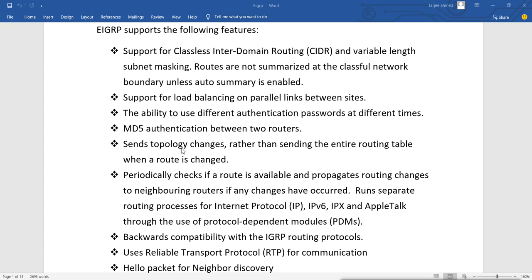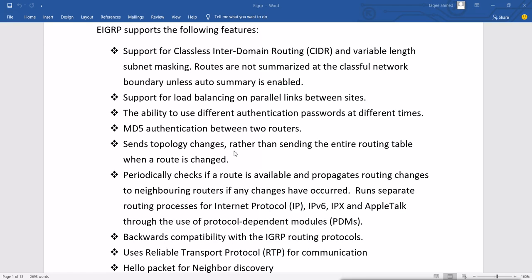Then it sends the topology changes rather than sending the entire routing table when a route is changed. So when the routing table changes, like when some network comes or goes, it uses a triggered update to send the information to the other routers. It will not wait for the update time. EIGRP also uses the hello protocol. So they are always sending hello messages, and every time there are changes, they send them.